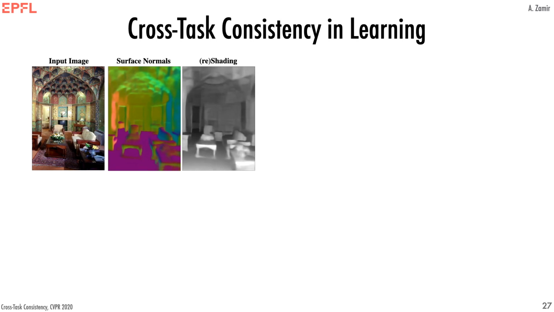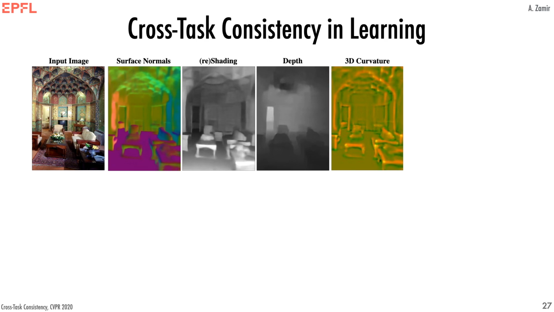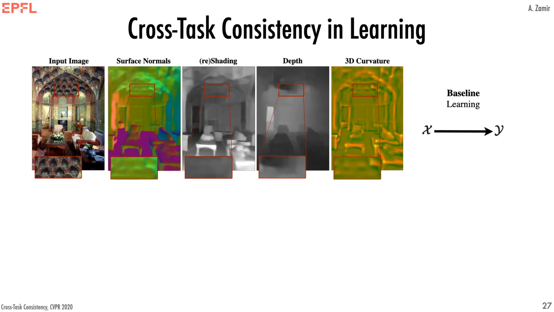Like I said, we are interested in extracting multiple abstractions out of one image, like 3D curvature, depth, surface normals, and so on. So if you train a neural network independently for each of these tasks, or use existing multitask learning methods, the outputs of these tasks do not have to be consistent with each other. For instance, if you look at the zoomed-in windows for surface normals and depth, you can see that they clearly have recovered different 3D structure.